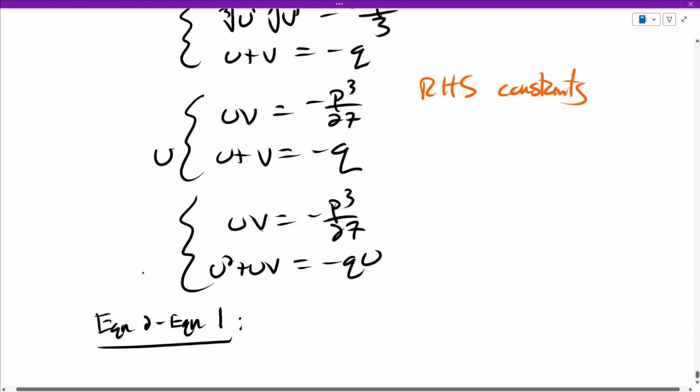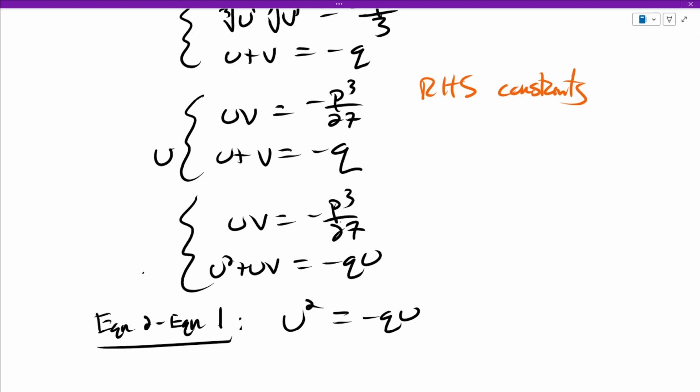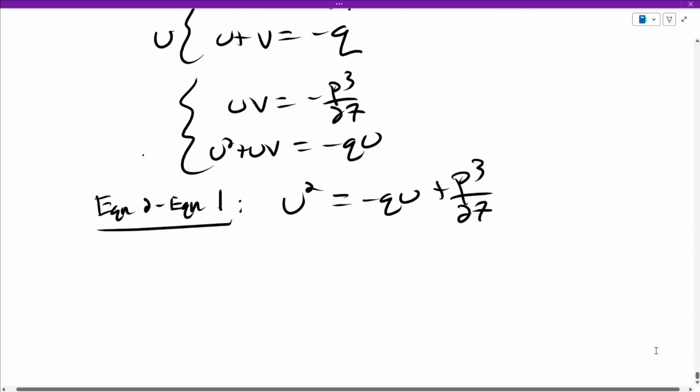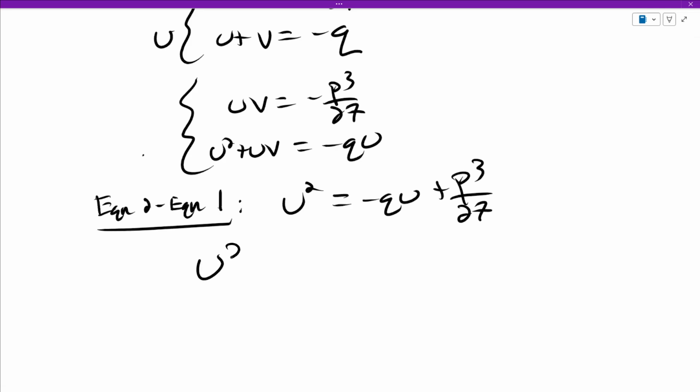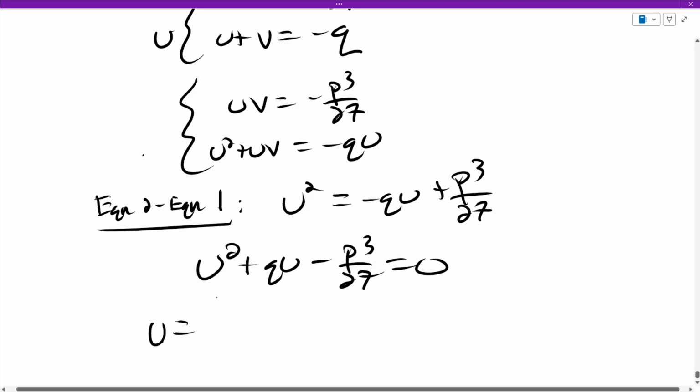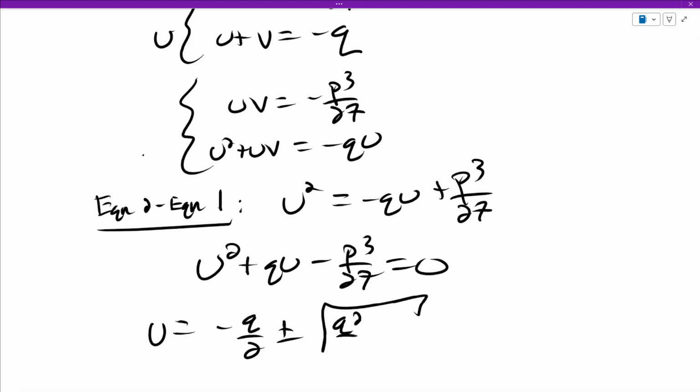And if we do that, the uv cancels and we get u squared is negative qu, plus p cubed over 27, which is a quadratic equation in u. So u squared plus qu minus p cubed over 27 is 0. And we can use the quadratic formula to find the two roots of this equation. The two roots are going to be given by negative q over 2 plus or minus the square root of q squared over 4, and then plus p cubed over 27.